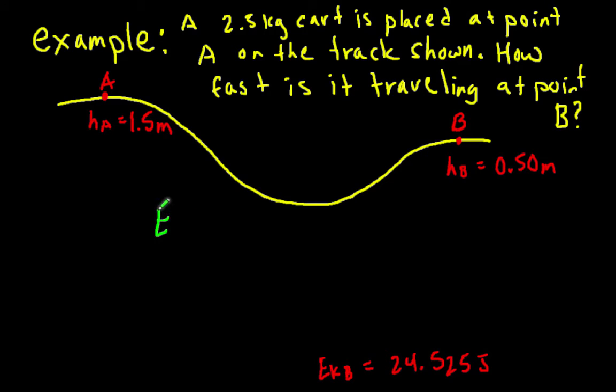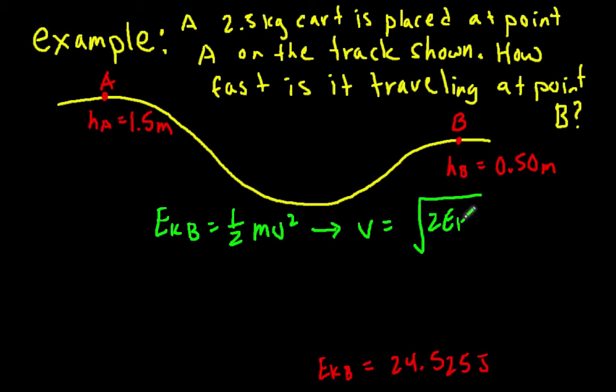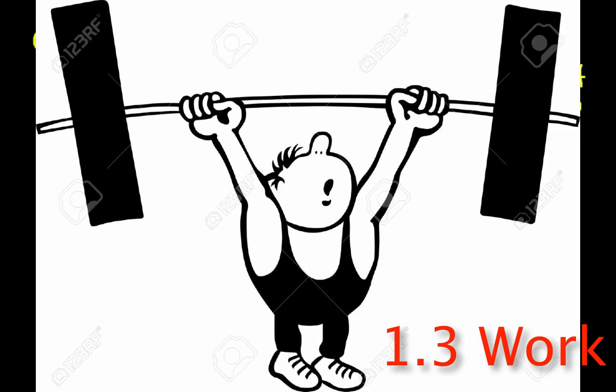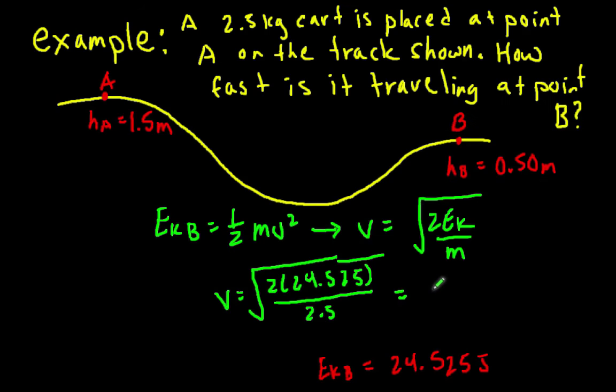We can use this kinetic energy to find the speed at point B, because the kinetic energy formula is Ek equals 1/2 mv squared. This can be rearranged for v to be the square root of 2 Ek divided by m. v is the square root of 2 times 24.525, which gives us 4.4 meters per second.